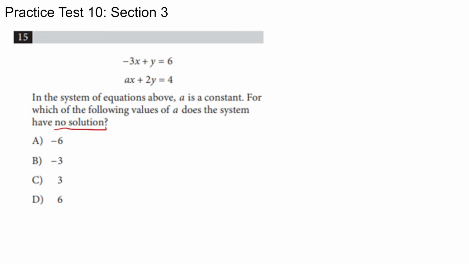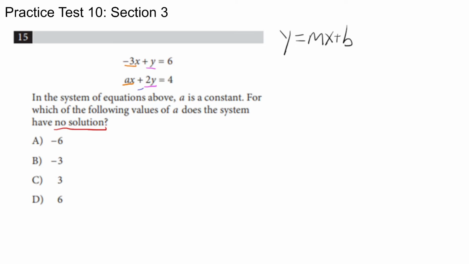So if my system of equations has no solution, that means my lines are going to be parallel. I want the same slope, but a different y-intercept. This will mean they travel next to each other and never intersect, so there's no solution. I could convert my equations into y is equal to mx plus b form, but I don't even necessarily need to do that for this question. The only thing I'm focused on is the coefficient for my x and the coefficient for my y.